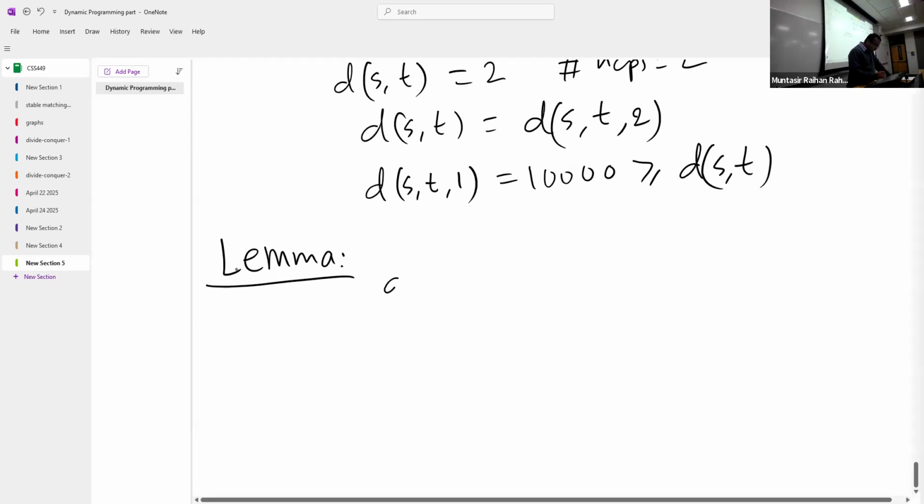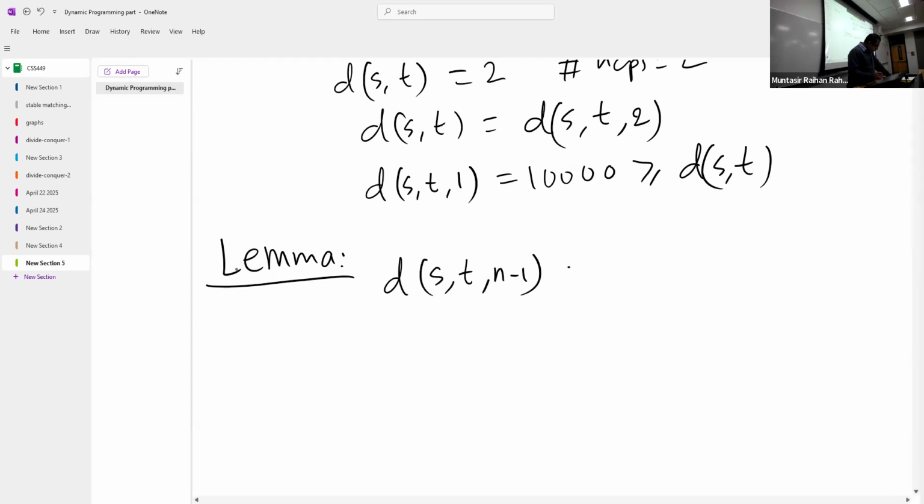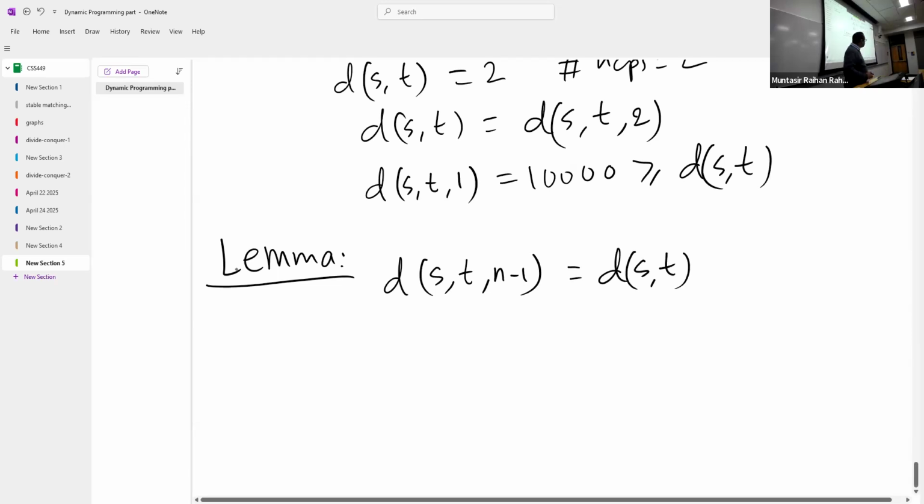The lemma is that in a graph with n nodes, D_SP comma n minus 1 is equal to D_SP. What is D_SP? D_SP is my optimal answer, right? And D_SP n minus 1, what does this represent? At most n minus 1 hops, right? And now I'm saying that this is optimal.